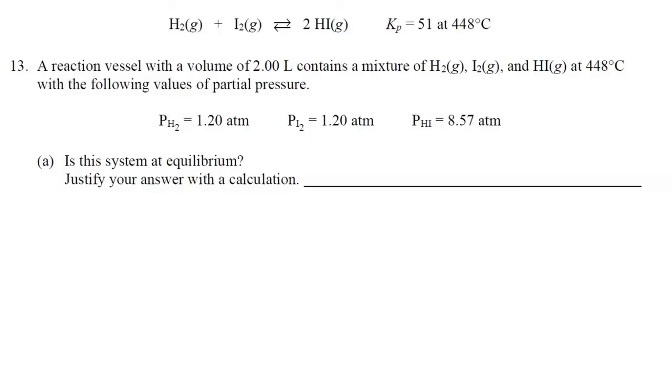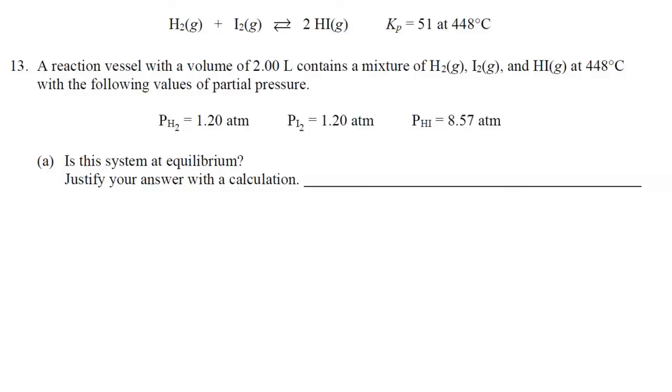So question 13 says, a reaction vessel with a volume of 2.00 liters contains a mixture of hydrogen, iodine, and hydrogen iodide at 448 degrees Celsius with the following values of partial pressure. The pressure of the hydrogen is 1.20 atmospheres, pressure of the iodine is 1.20 atmospheres, and the pressure of the hydrogen iodide is 8.57 atmospheres. Part A. Is this system at equilibrium? Justify your answer with a calculation.